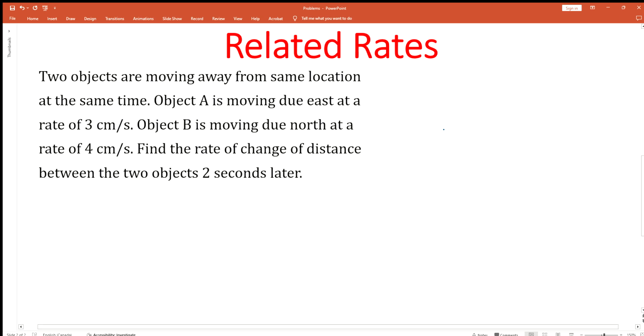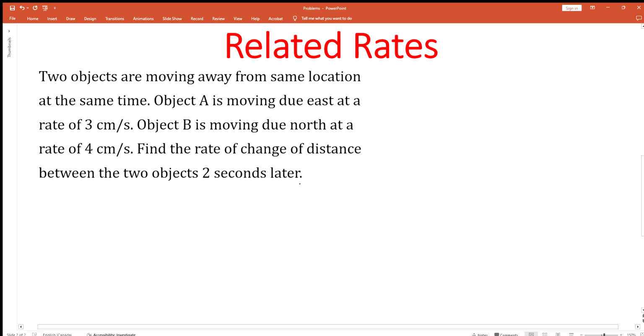In this video, we'll solve a related rates word problem. The word problem is: two objects are moving away from the same location at the same time. Object A is moving due east at a rate of 3 centimeters per second. Object B is moving due north at a rate of 4 centimeters per second. Find the rate of change of distance between the two objects 2 seconds later.